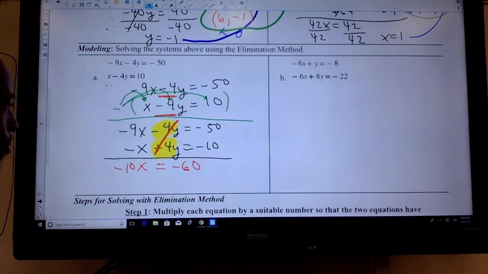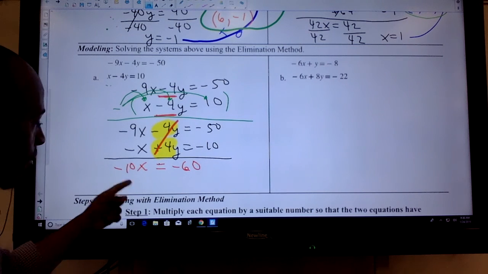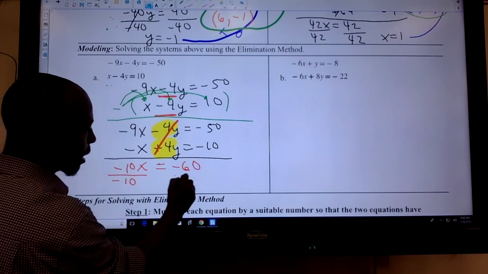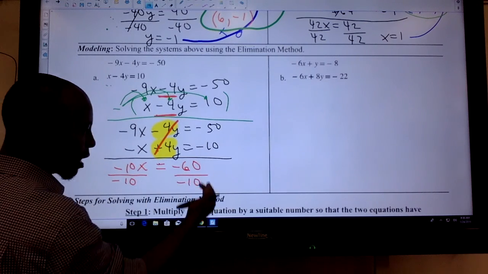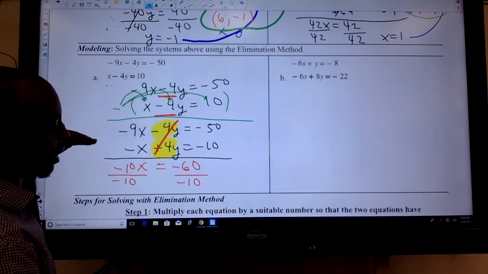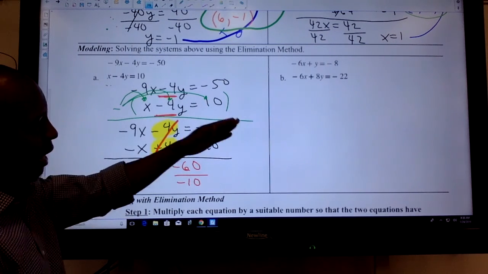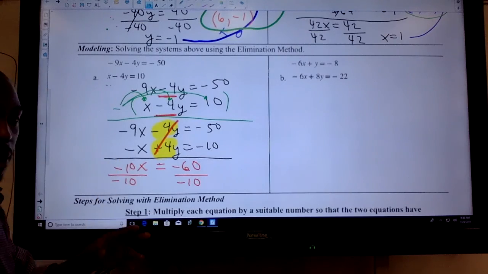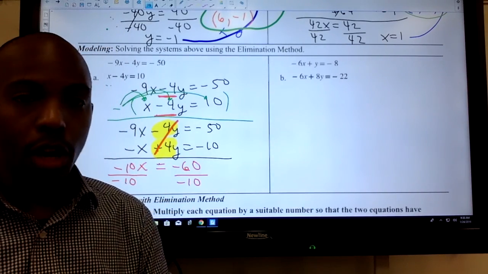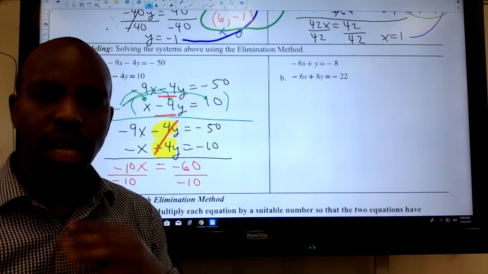Negative 60. Okay? Now, in order for me to solve for x, I need to divide by negative 10. So I'm going to divide both sides by negative 10. I think this part here is easy because we know how to solve for variables. This is the part that I want you to get, which I'm going to repeat again in the second modeling problem. But you take your time, you rewind the actual video, and get the understanding of what we are doing.